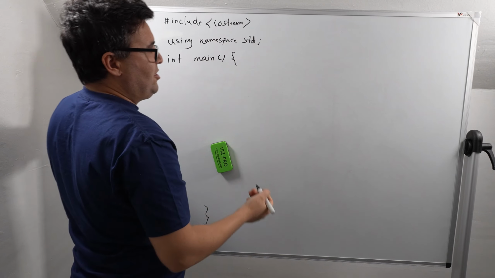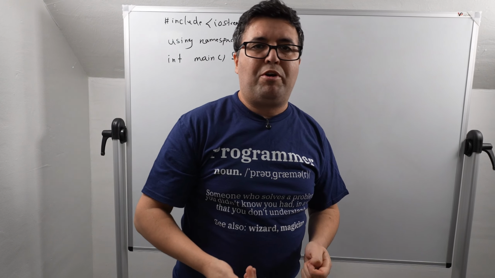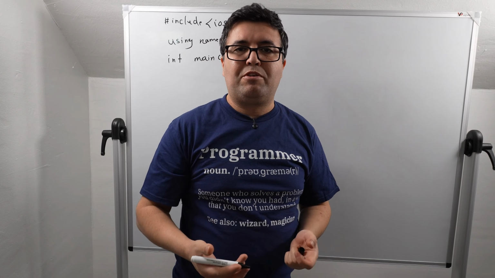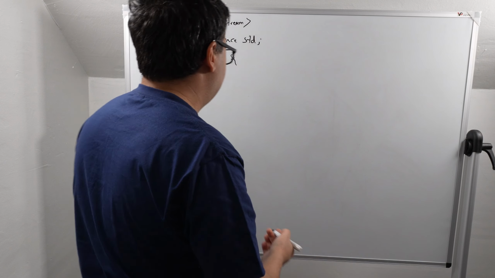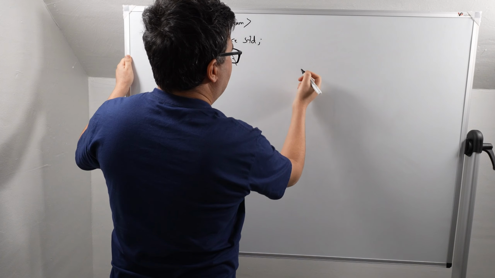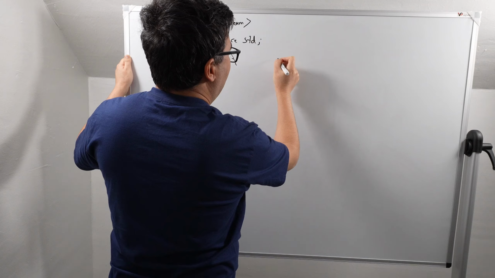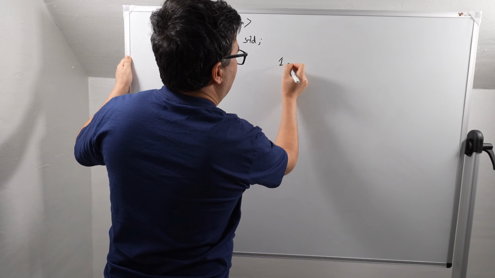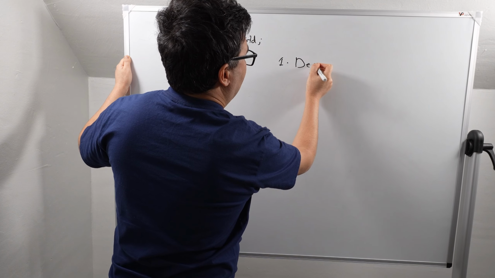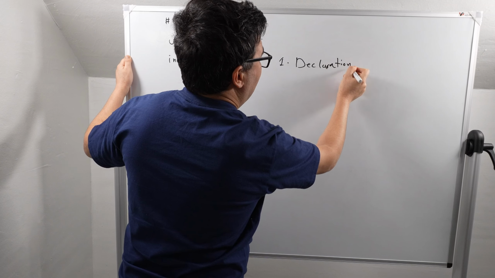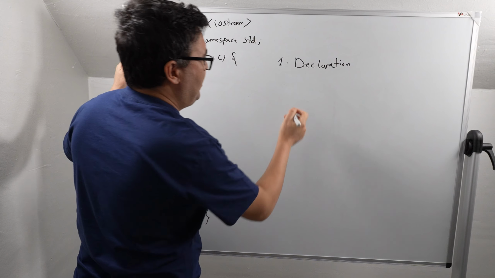Inside our main function, when we want to store information, we need to declare a variable. It means we need to define a variable. How can we define a variable, or it's also called variable declaration? When we want to use a variable, first we need to declare that variable. So how can we define it?